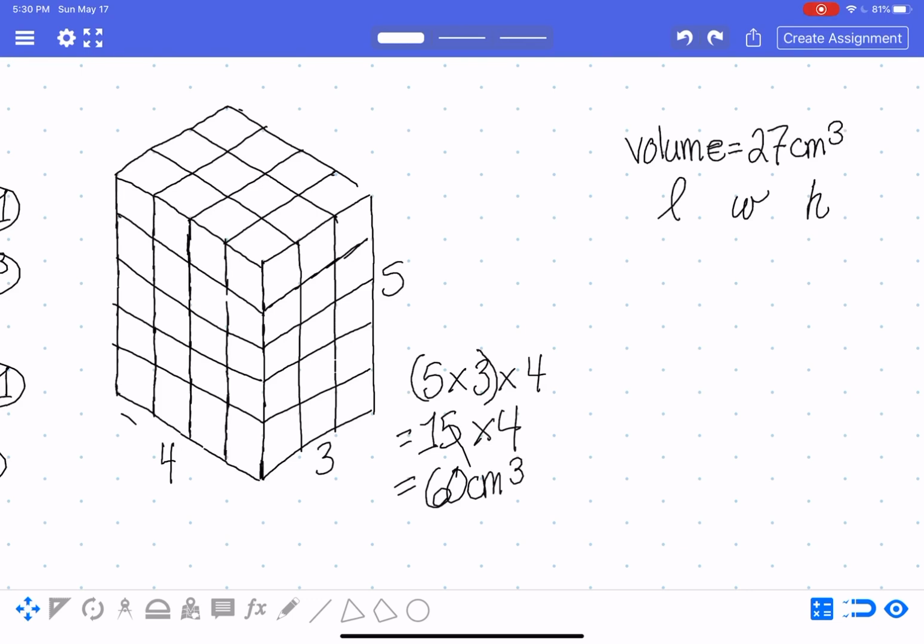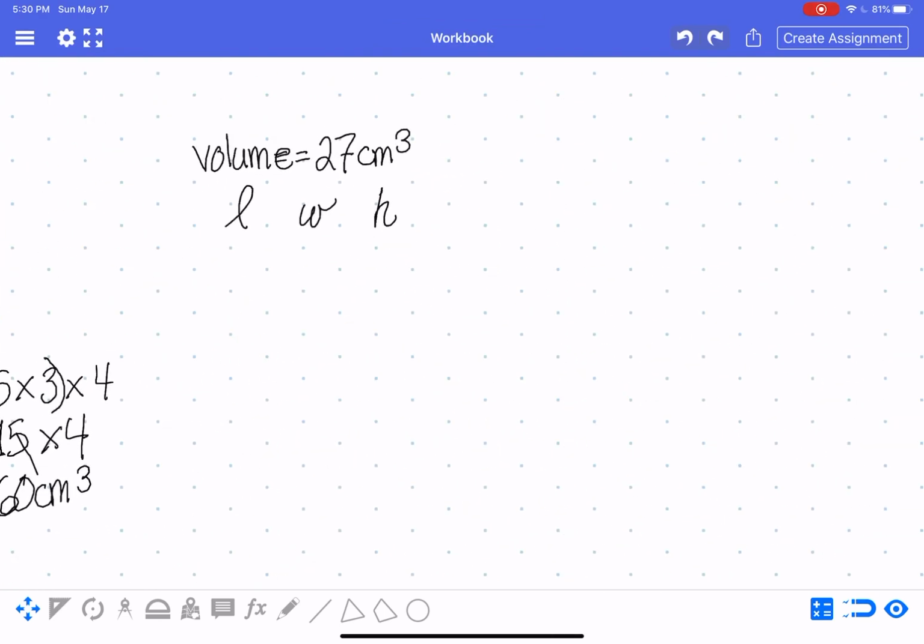Okay, and final example. Remember I said that volume is really 3 numbers that are multiplied together to give you a number. So this is a little bit more challenging, but I can give you a volume.